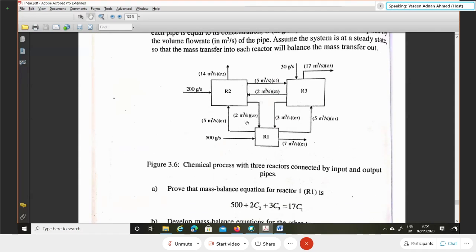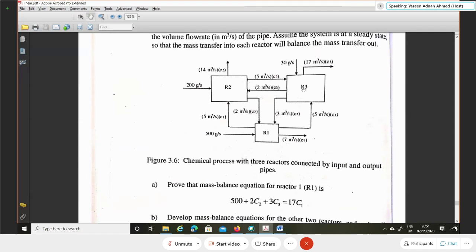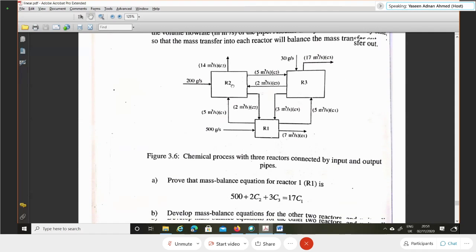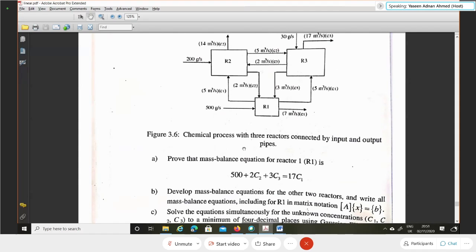This one is also the same. For example, I just consider this one. In this case, it's not that complicated compared to what I showed last time. This is straightforward. So this one is input, and this is also in. So we have 500, 2 C2 input, 3 C3 input, and outgoing is 7, 5, and also 5, so 17. That's how you can also write the equation for R3 and R2. Not that difficult, okay? Then you have 3 equations, 3 unknowns, and then satisfy it.